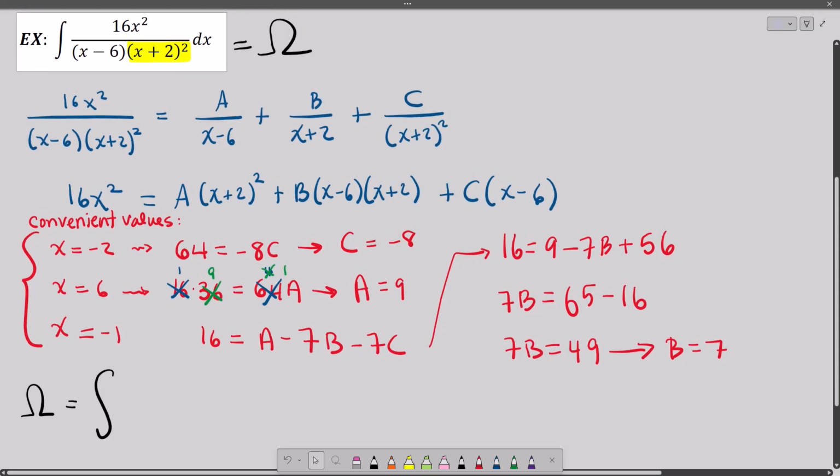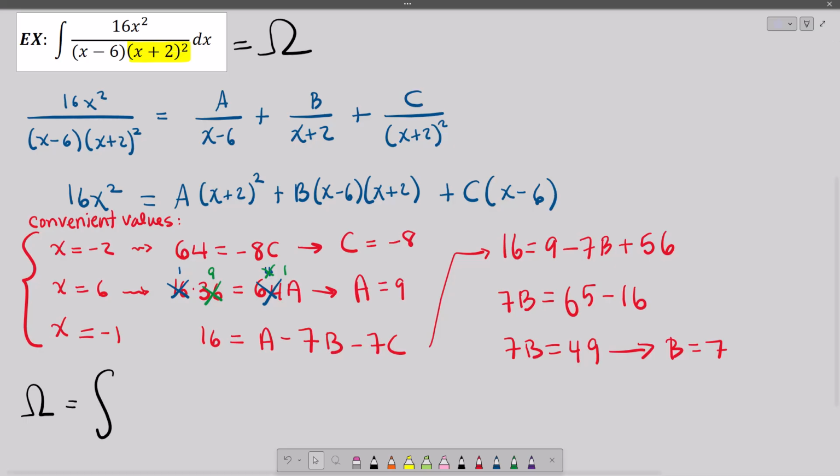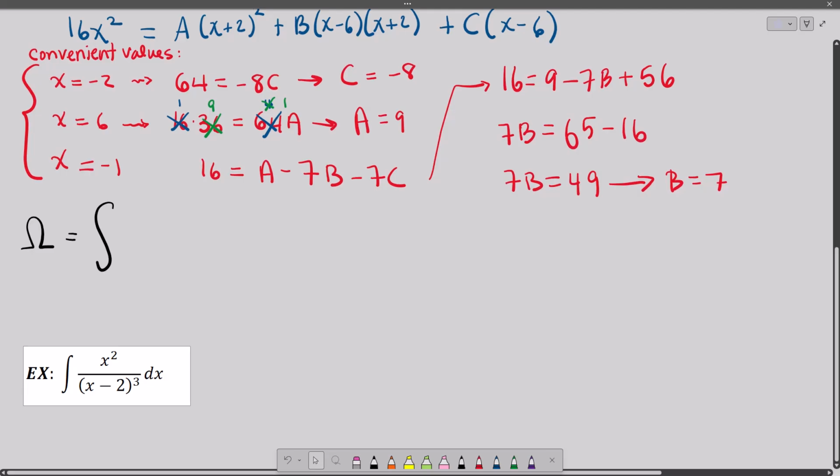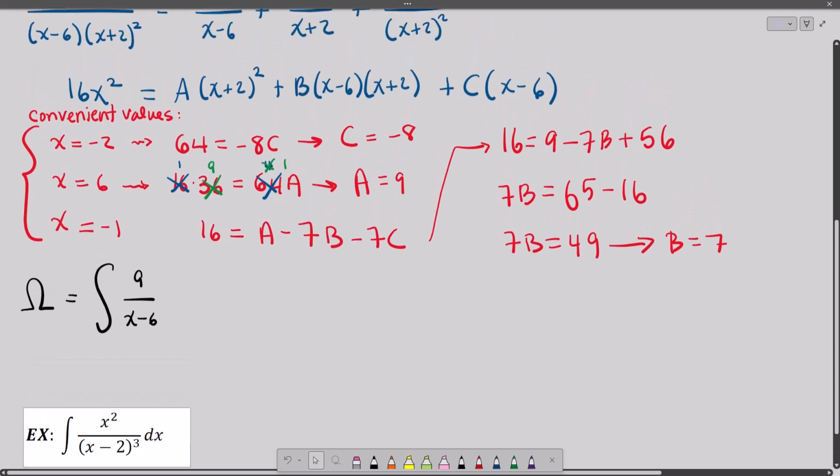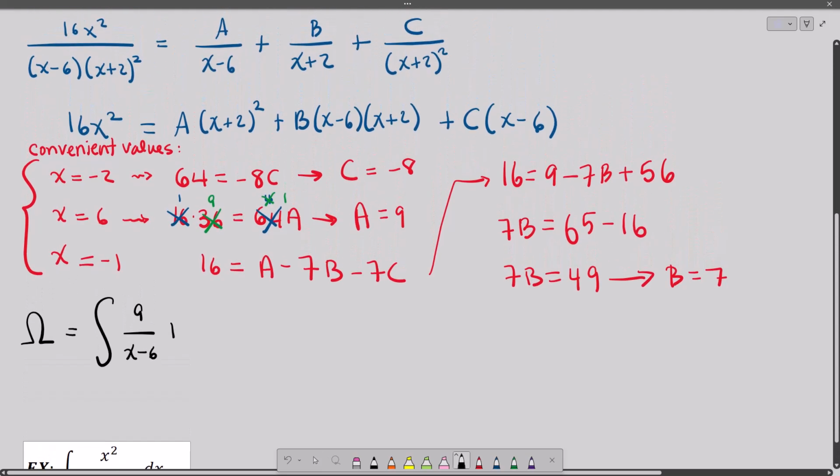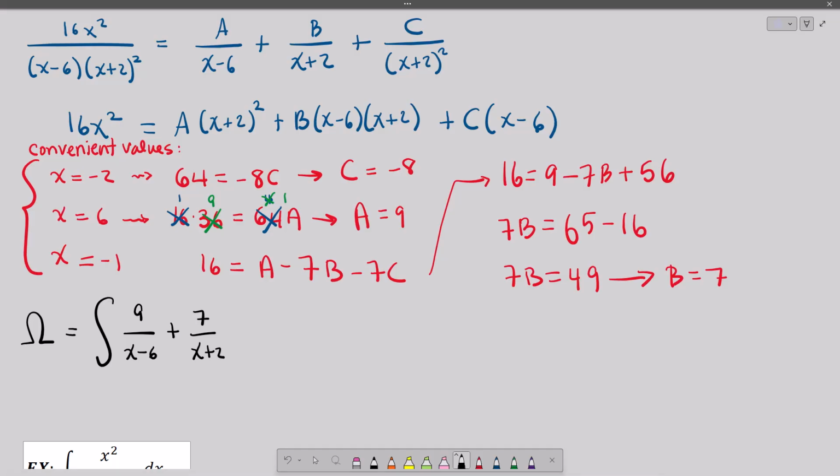let's see. So a over x minus 6. What's a? 9, thank you. 9 over x minus 6. And then b is 7, so 7 over x plus 2. And then c, negative 8. So it's over x plus 2 squared. We're going to rewrite that so that we can integrate it with the power rule. So we'll write it this way.